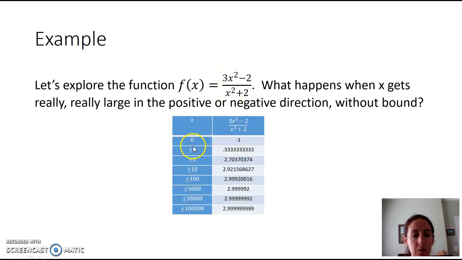So I made a chart here. Plug in 0, you get negative 1. Plus or minus 1, you get 0.3 repeating. Plus or minus 5, you get about 2.7. Plus or minus 10, you get about 2.9. Plus or minus 100, you get about 2.999. And as my x is increasing in the positive or negative direction, it looks like my function's kind of approaching a value, and that value looks like it's about 3.